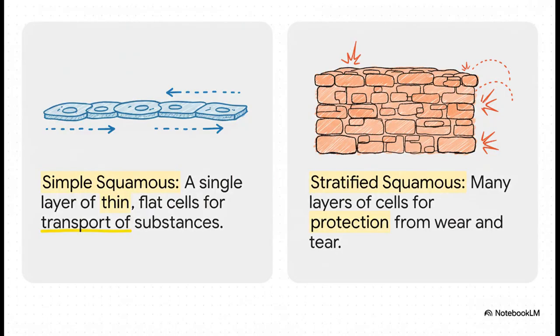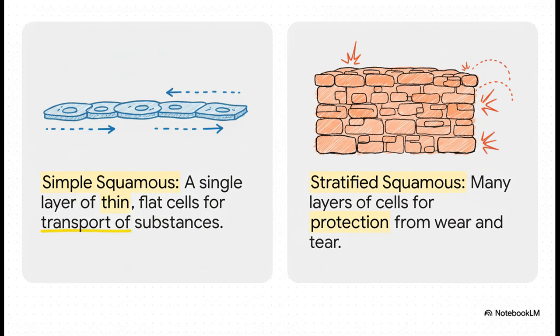And this slide? This is the perfect example of how a tissue structure totally defines its function. On one side, you've got simple squamous tissue. See that? It's just a single thin layer of flat cells. It's delicate because it's built for speed. It's perfect for places like your lungs, where oxygen has to get through in a flash.